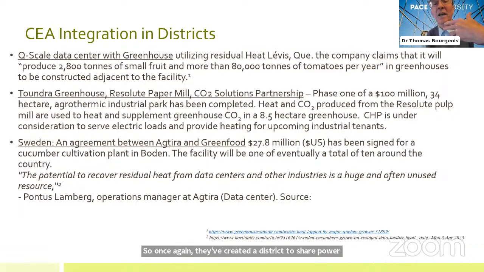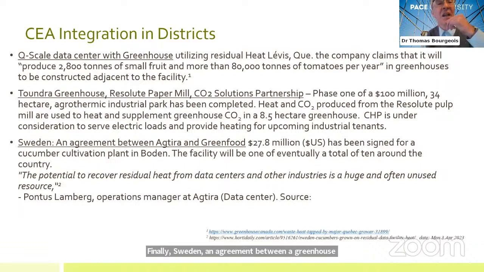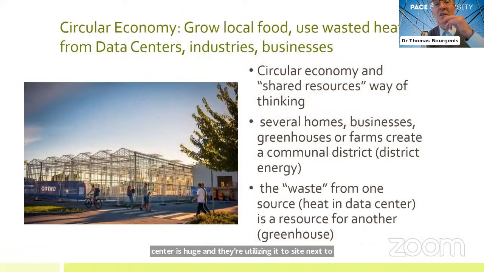very optimal way. Finally, Sweden, an agreement between a greenhouse company and Agterra, which owns several data centers. They're doing cucumber cultivation with a pilot plant in Boden, Sweden. They expect to have 10 afterwards. The potential to recover residual heat from the data center is huge, and they're siting next to greenhouses to allow that heat to be utilized for food production.